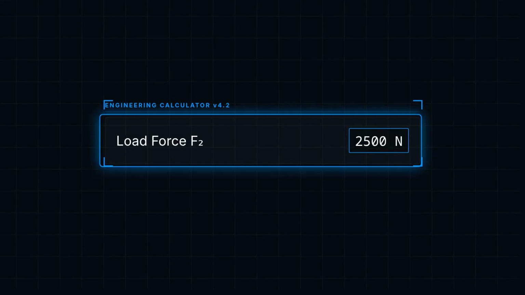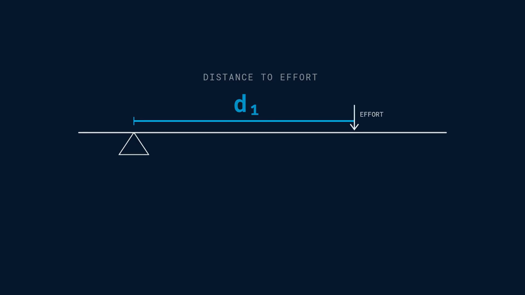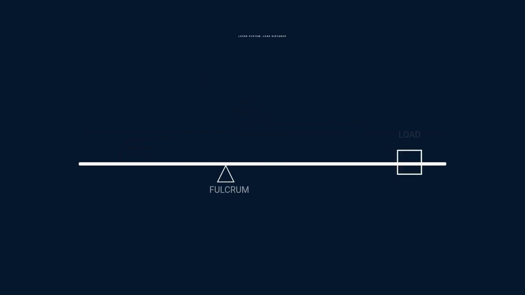First, we have load force F2, where you enter the weight or force of your load. Next is distance from fulcrum to effort D1, which measures how far your applied effort is from the pivot point. Finally, distance from fulcrum to load D2 indicates how far the load sits from the fulcrum.